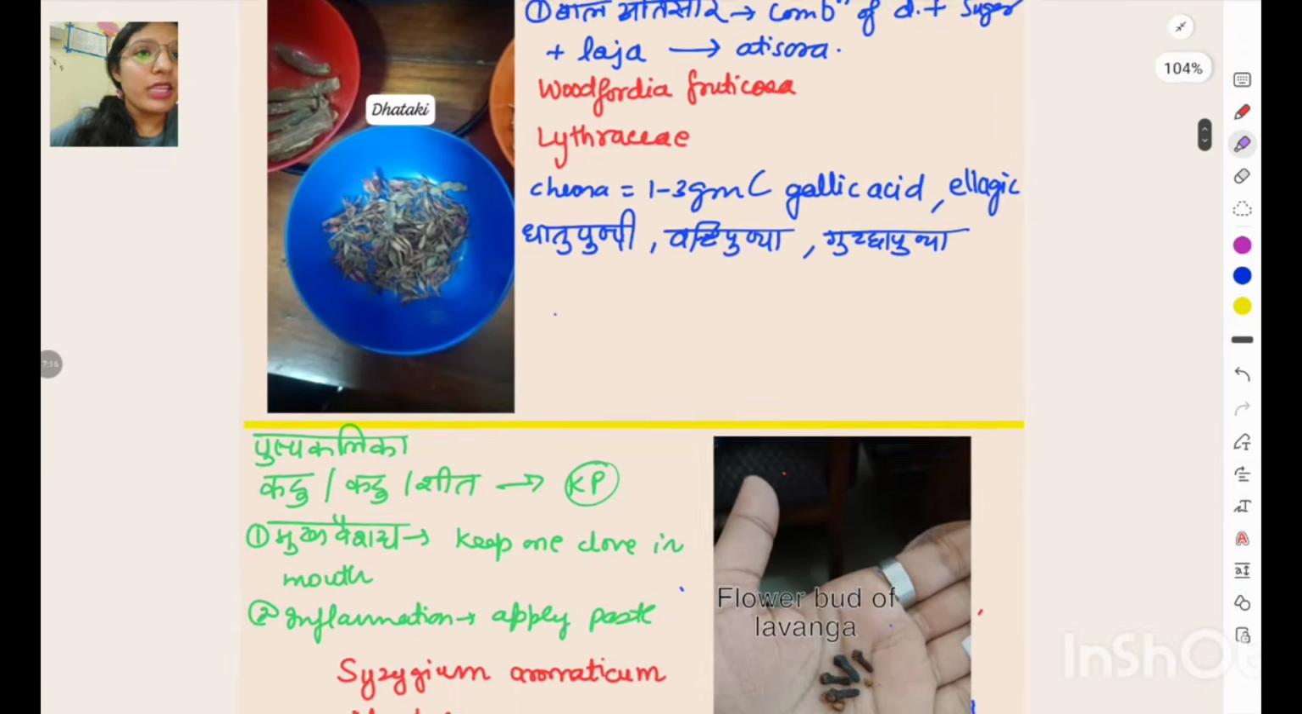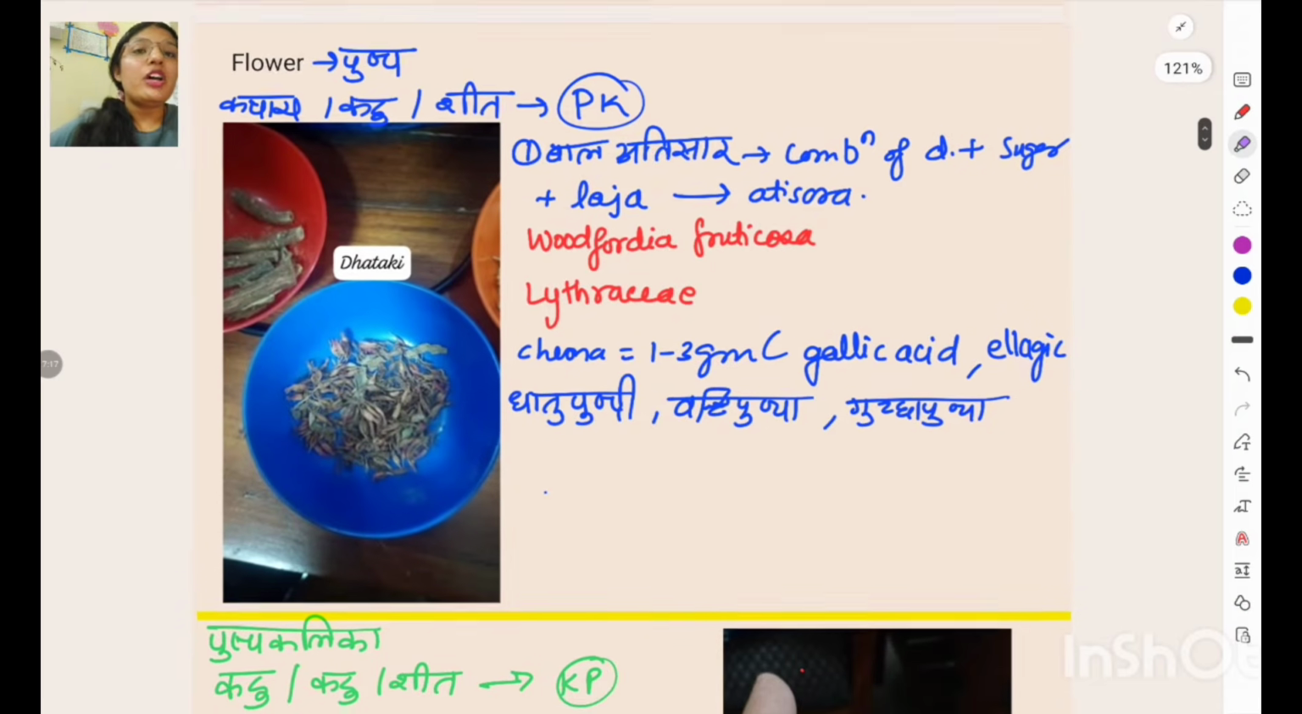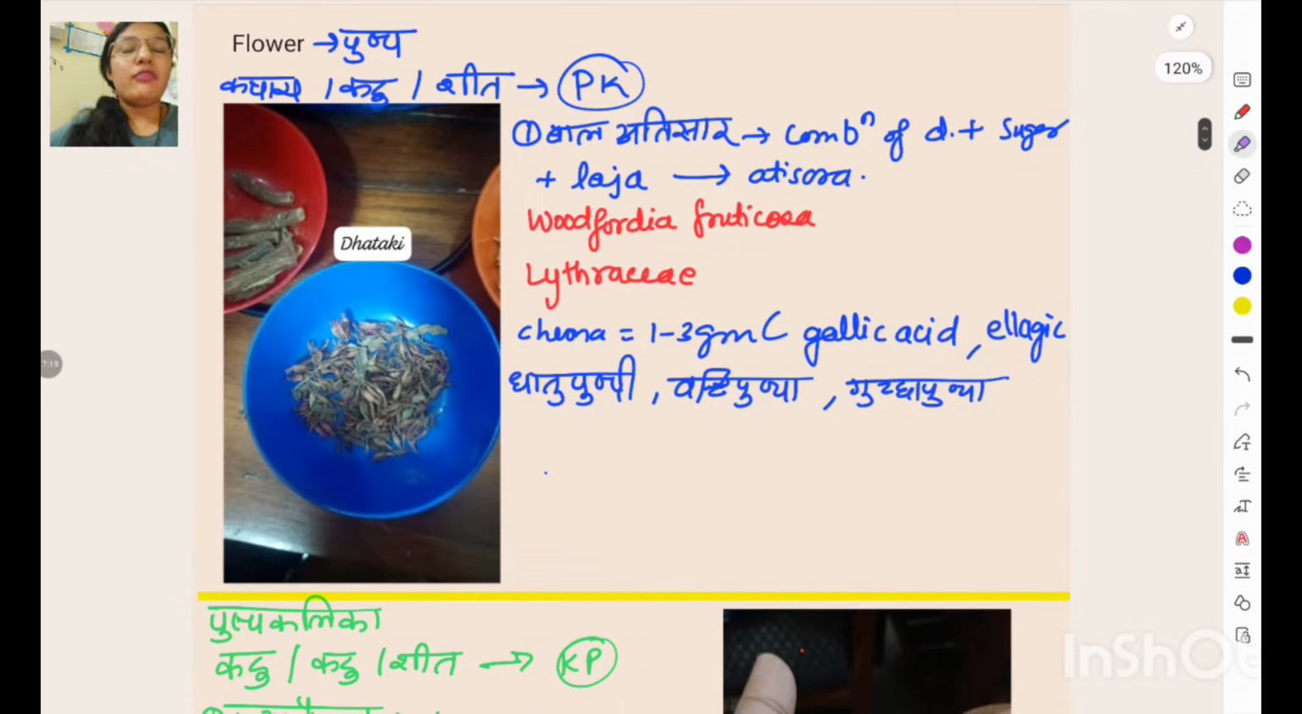Okay, next is flower. From the flower, the first plant we have to remember is Dhataki. So Dhataki Pushpa. In our college actually one plant is also there, but this is the dry specimen, and we are using the Pushpa. Kashaya Rasa, Katu Vipaka, Shita Virya, Pitta Kapha Shamaka, and Woodfordia fruticosa, Lythraceae family. Churna is 1 to 3 gram. Gallic acid is there, ellagic acid, and these are the synonyms.